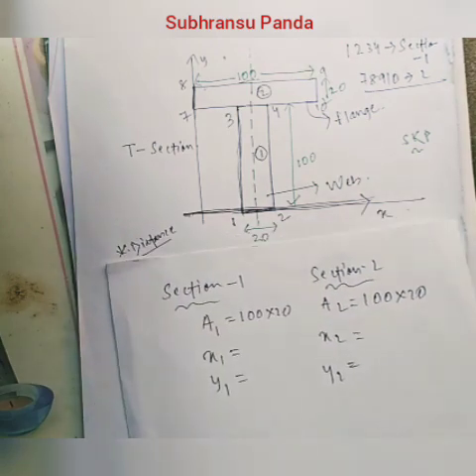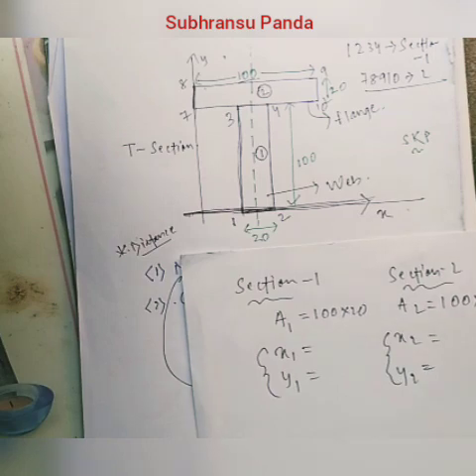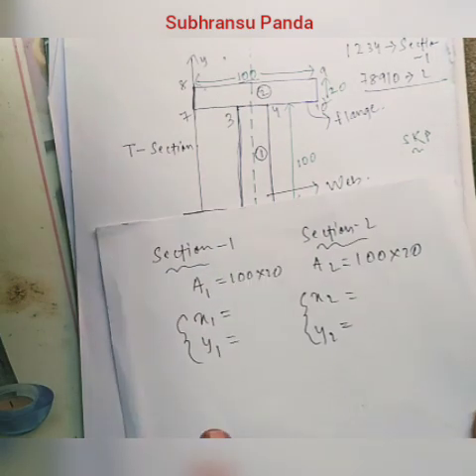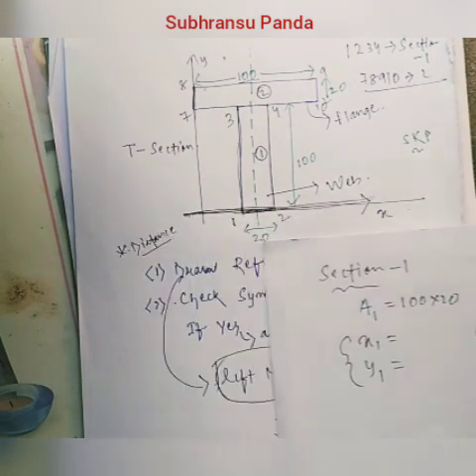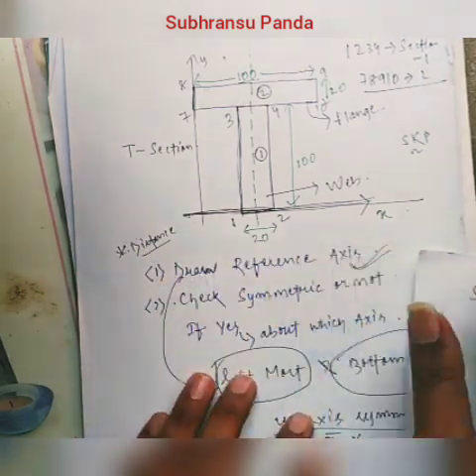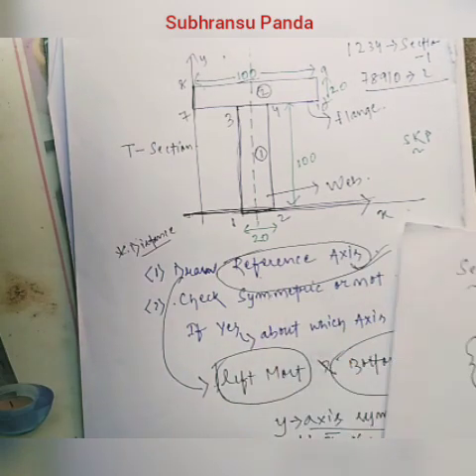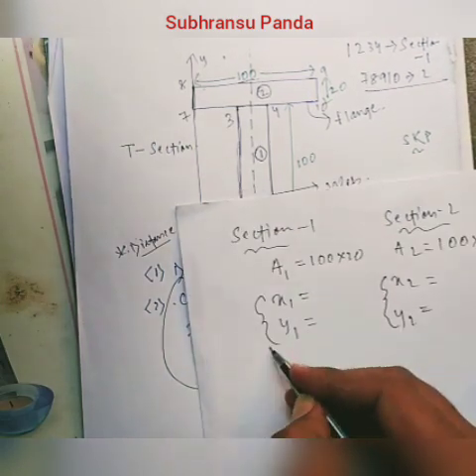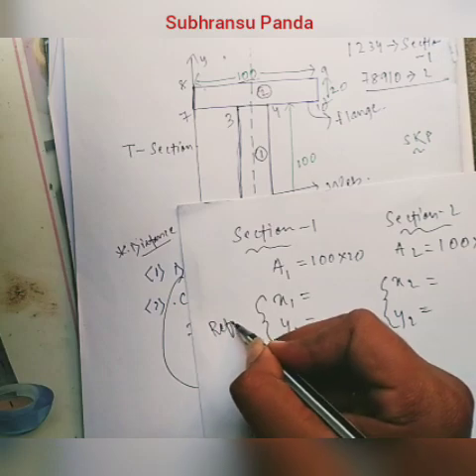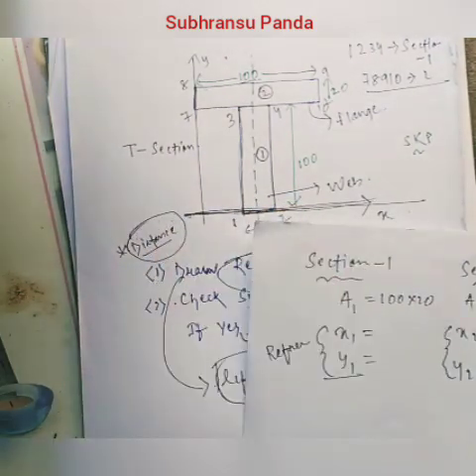Okay. Next come the most important things: x1 and y1 and x2, y2. What will be x1 and y1, x2, y2? That will be decided from the reference axis. So first I draw the reference axis. So the x1, y1 and x2, y2 will be decided from the reference axis, where the distance thing will come into action.